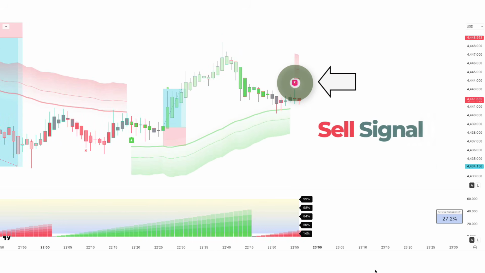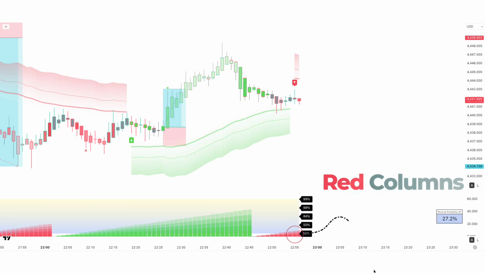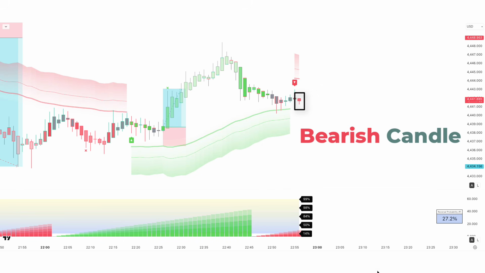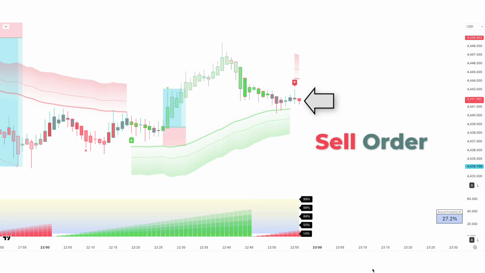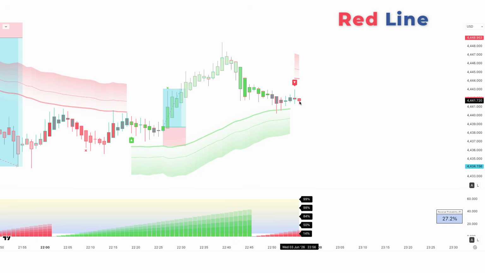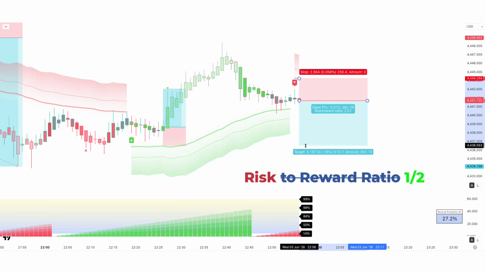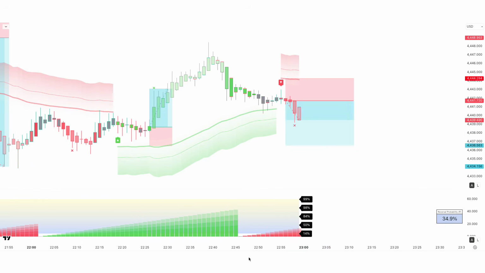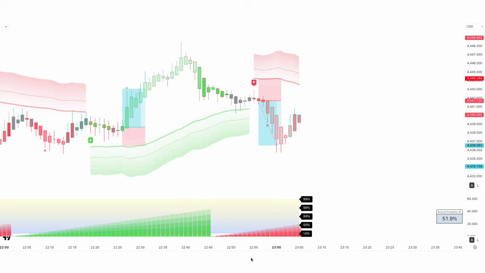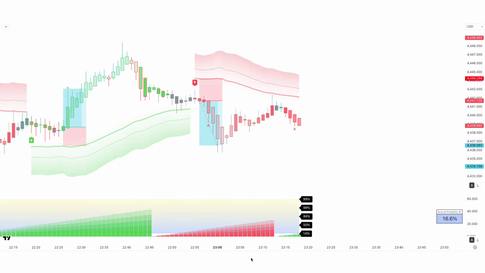Here the Fibonacci Entry Bands arrow down is a sell signal. Here the Trend Reversal Probability shows red columns. Here the market has made a bearish candle to give confirmation. So all our conditions are being fulfilled, so we are placing an order to sell. Our stop loss is to be placed at the red line, and the risk to reward ratio will be 1:2. We have won the trade. Let's find the next trade.